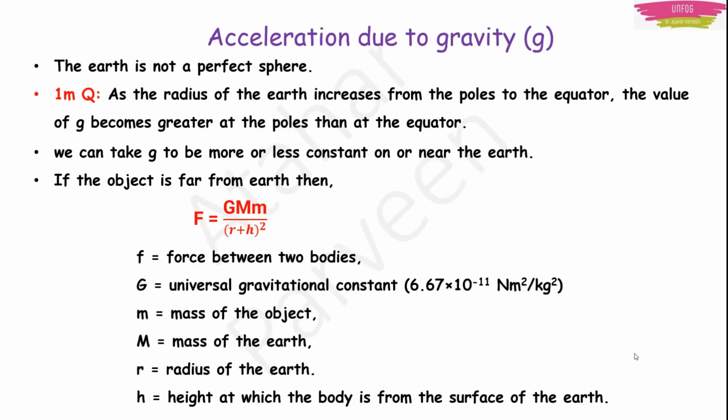F is the force between the two bodies. Here we are considering that one body is the Earth, for which we mention capital M, the mass of the Earth. G is the gravitational constant. R is the radius of the Earth, and h is the height at which the body is from the surface of the Earth. Okay, just remember this.